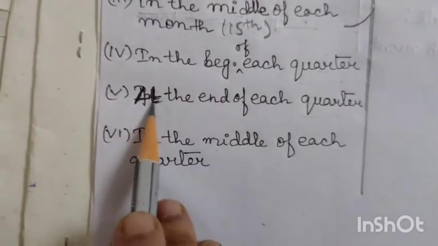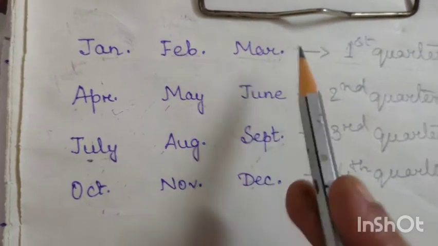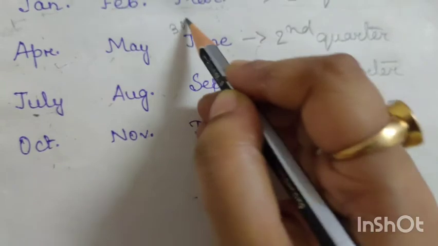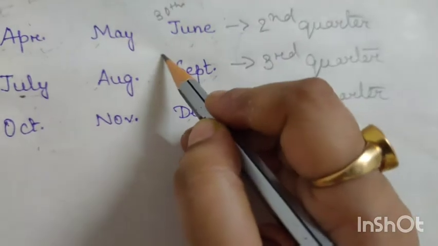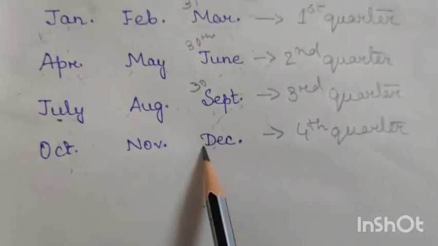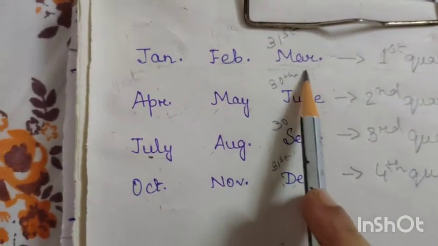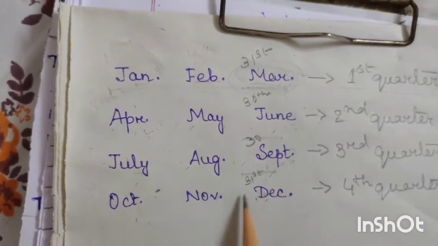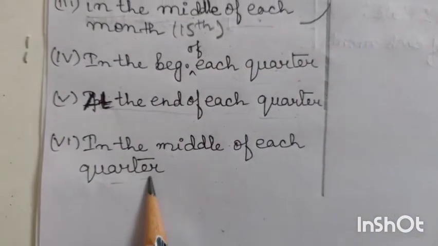Now come to the second case, at the end of each quarter. End of each quarter means, in case of the first quarter, it would be 31st March. In case of the second quarter it would be 30th June. In case of the third quarter it would be 30th September, and in case of the fourth quarter it would be 31st December. That means the last day of the last month of each quarter. Okay, clear?